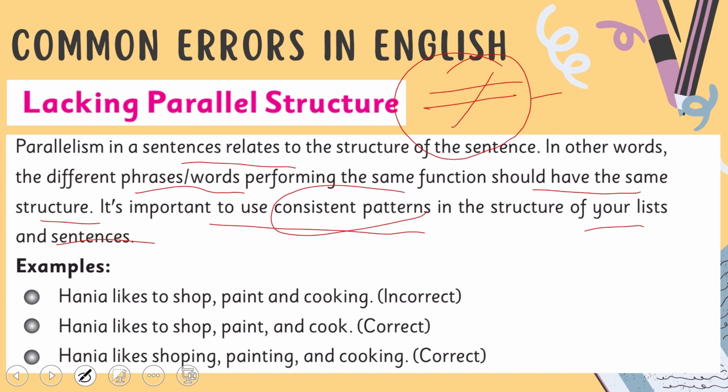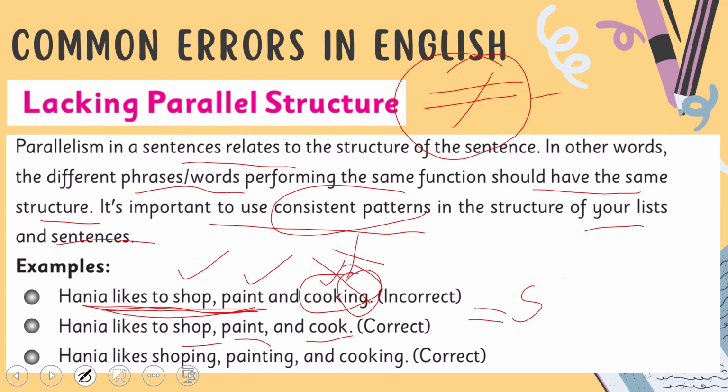Hania likes to shop, paint, and cooking. No. Hania likes to shop, paint, and wait, cooking? First of all, we have "ing", which is breaking the previous structure. Shop, paint, and cooking: this is the odd one out. We don't need that. Hania likes to shop, paint, and cook. Now we have parallelism. This is a parallel structure. It's equal. Shop, paint, cook, equal, right?